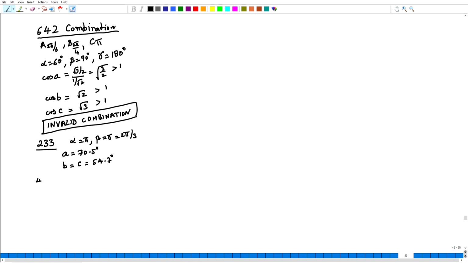If I look at another combination, let us look at 4, 3, 2. In this case, alpha equals 90 degrees, beta equals 120 degrees, gamma equals 180 degrees. Then I am going to get A equal to 35.3 degrees, B to be 45 degrees, and C to be 54.7 degrees.